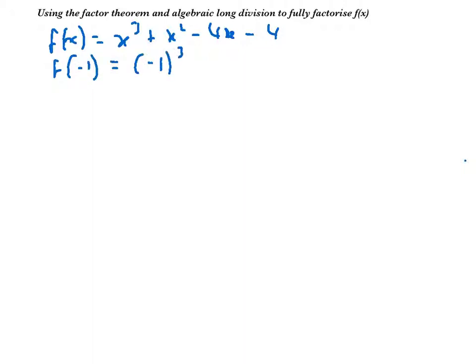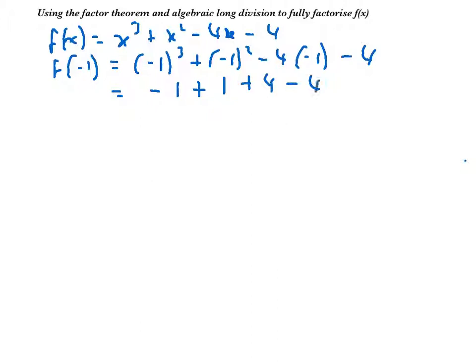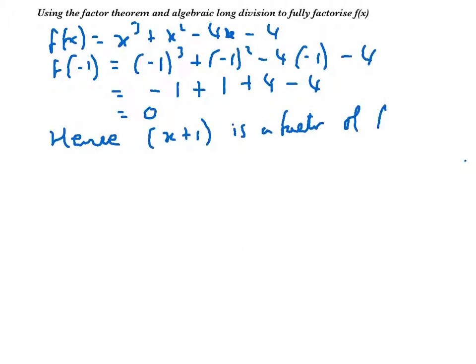So this will be minus 1 cubed plus minus 1 squared minus 4 times minus 1 minus 4. And that will give me minus 1 plus 1 plus 4 minus 4, which equals 0. So hence x plus 1 is a factor of f of x. Just like before. So I know then that f of x equals x plus 1 times something in here, don't I? This massive bracket.